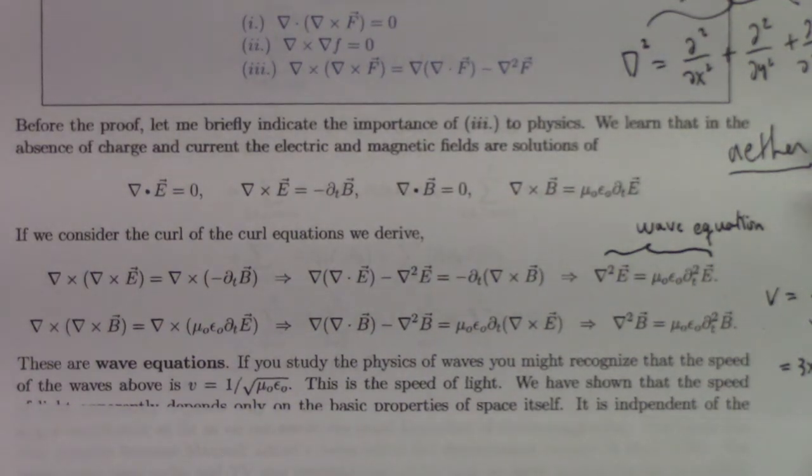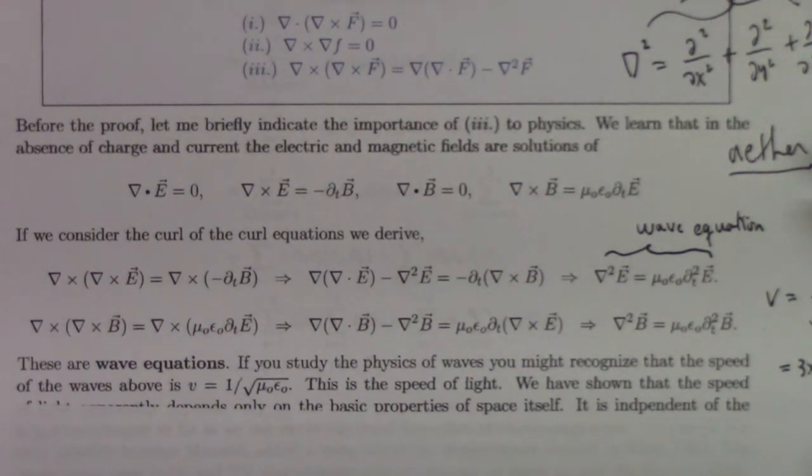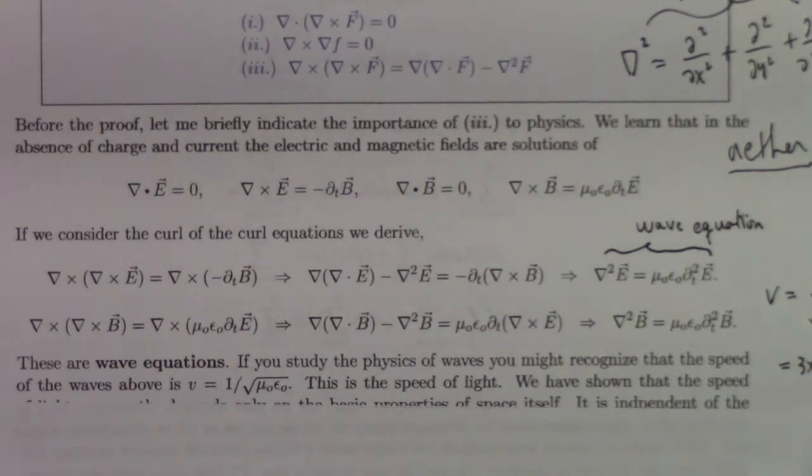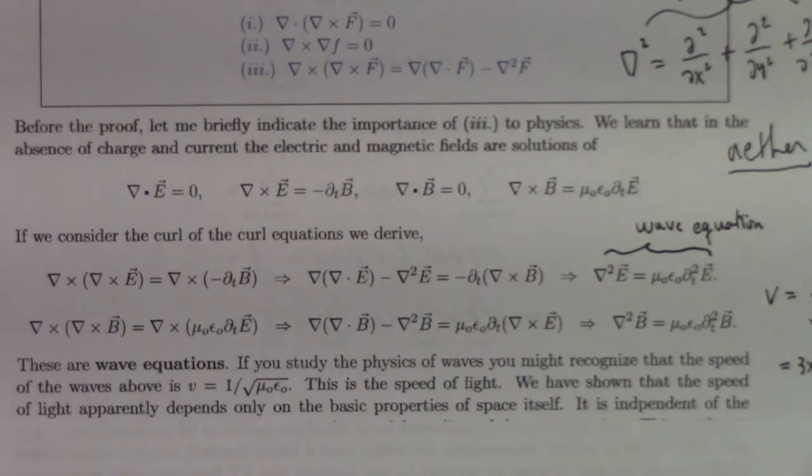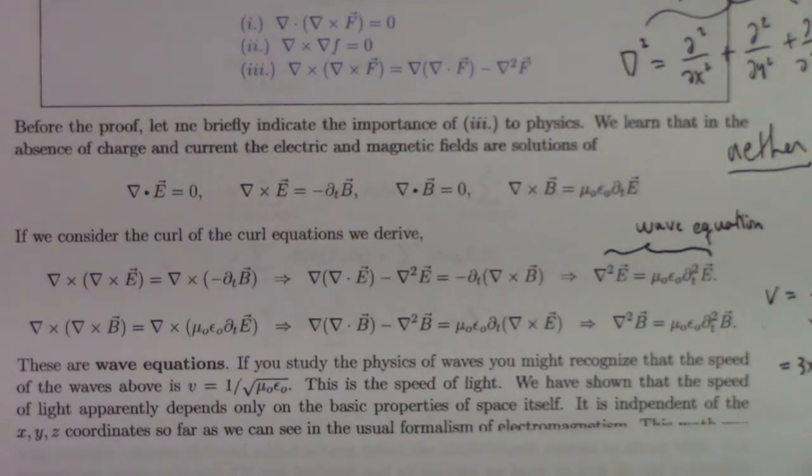Well, that was left to Einstein. Einstein said, nope, these equations are right. Light does solve these wave equations. The speed of light is this constant, and that is basically one of his axioms for what's called special relativity. So I'll stop there, but I think this is very interesting physics that is revealed to us simply from vector calculus.